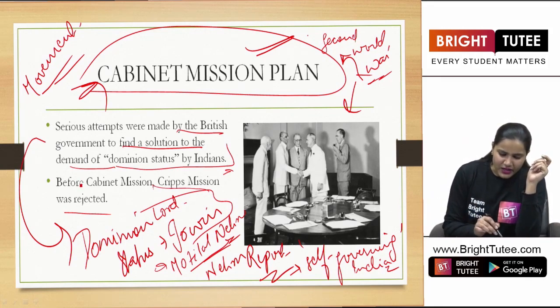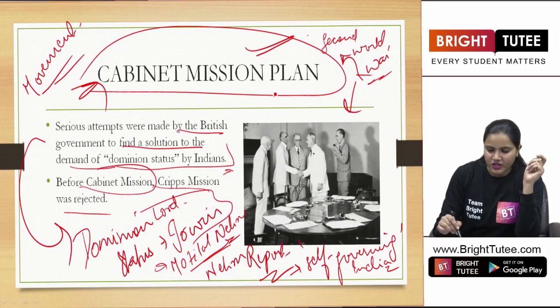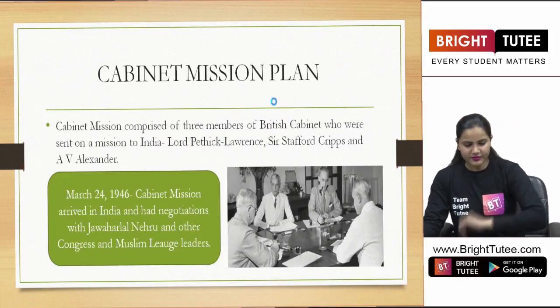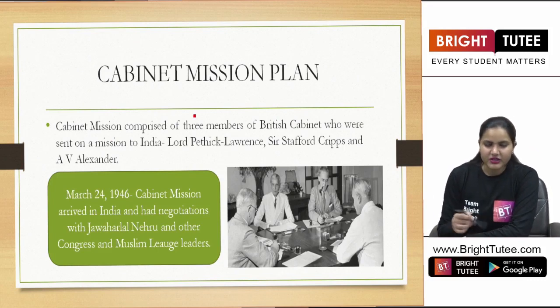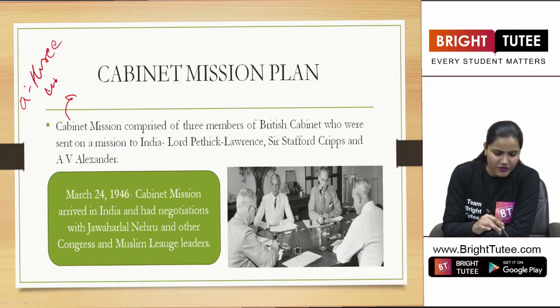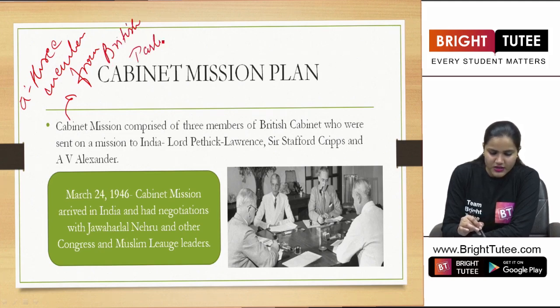So after that, cabinet mission plan took place. It came to our country, India. Now the cabinet mission, as the name suggests, consisted of 3 members from the British Parliament. So this was the cabinet mission plan.